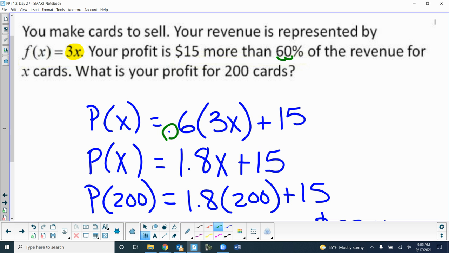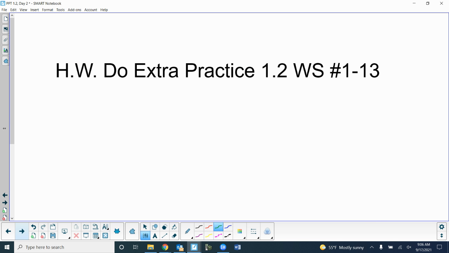Substitute whatever the revenue is in after that percent, and then do what it says after that, add or subtract, or maybe there won't be anything, I don't know. Okay? So that's it for today. I have an extra practice worksheet for you guys to do. Just numbers 1 to 13. There are 14 of them on the paper, but you don't need to worry about number 14.